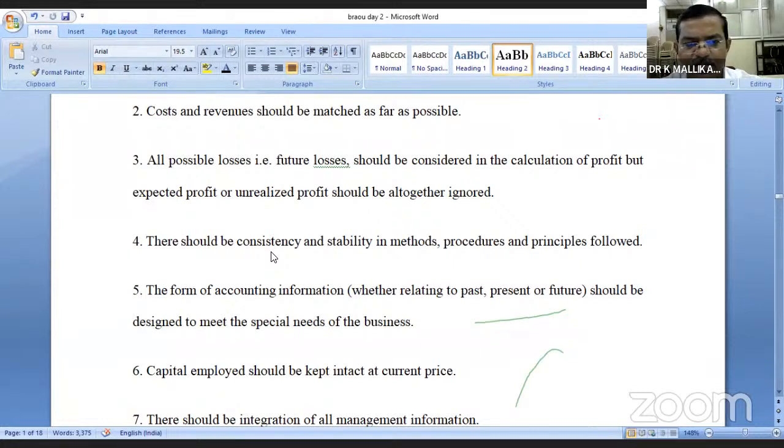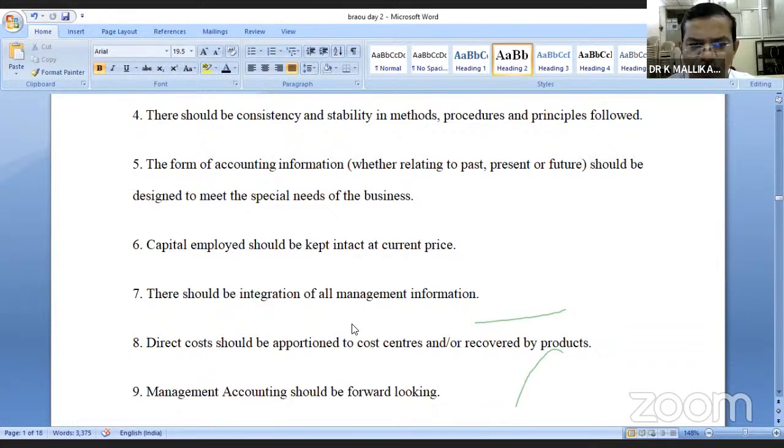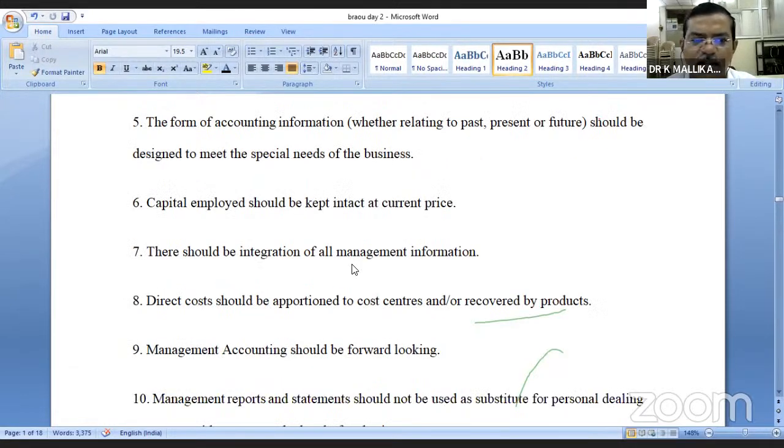It is not good. Why? Because if the method changes, it influences the figures. Right? Either cost increases or cost decreases. The form of cost accounting information should be designed to meet the special needs of business. So capital employed should be kept intact at current prices. So capital employed will be seen at current price, not book price, or it is better to consider the market price.